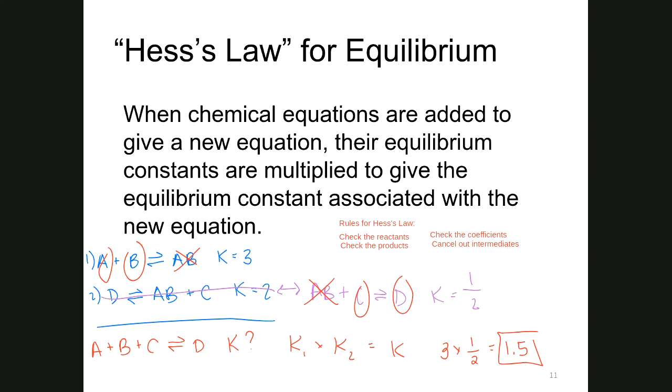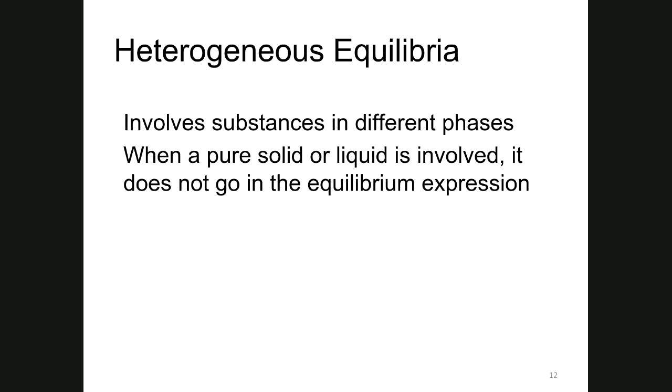So that's what happens if we manipulate any given chemical reaction. But something else that we need to pay attention to is the state of matter of any species that we have in a chemical reaction. Because when we're dealing with equilibrium, we can actually only involve anything that is gas or aqueous. And so we call this heterogeneous equilibria. Heterogeneous because we're looking at different phases in one chemical reaction.